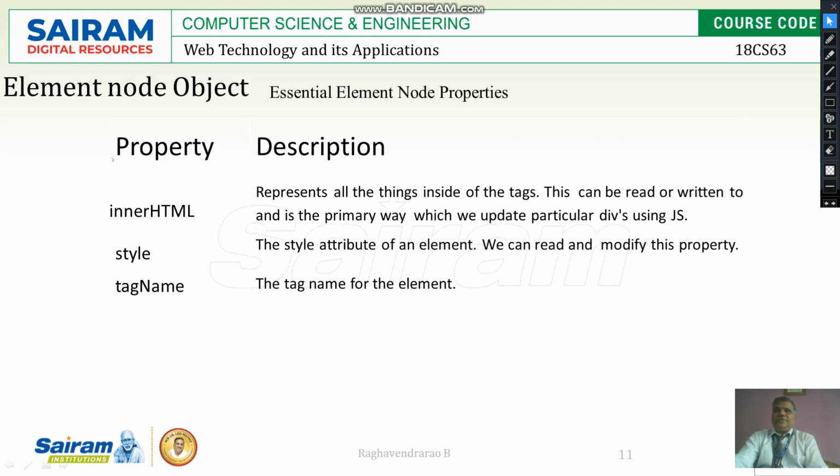One more important thing is innerHTML. An element is accessed using node objects, and innerHTML represents all the data present inside the tag. This can be read or written, and it is the primary way we update particular divs using JavaScript. Whatever the accessing variables are, we can access all those things and write the data in one shot.